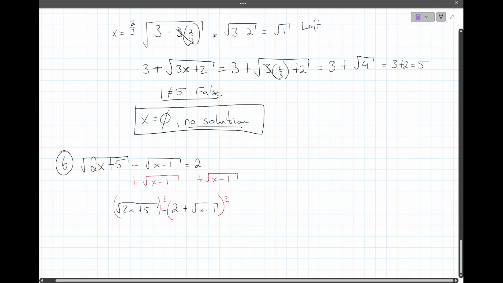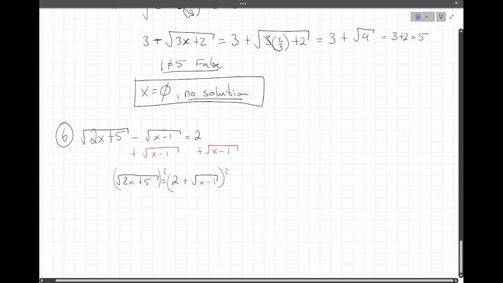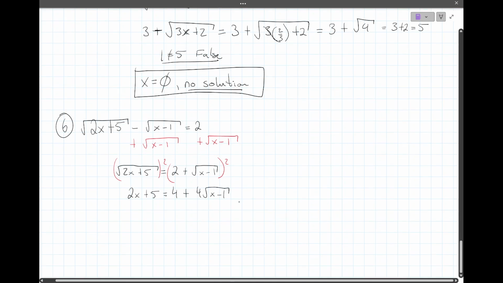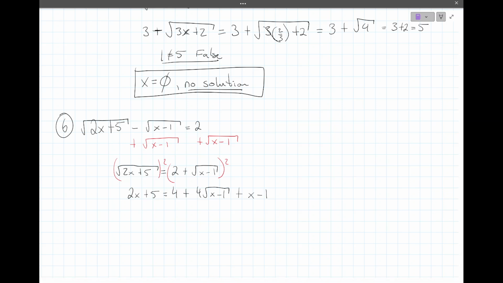We're just getting rid of the square there. And we're going to get 2x plus 5, right? 2x plus 5. And then here, this is going to be 4 plus 4 root x minus 1. And then we'll get plus x minus 1 here. Let's bring everything over to one side. So 4 minus 1 is 3. So I'm going to do minus 3 minus x. Minus 3 minus x, right? 4 minus 1 is 3.